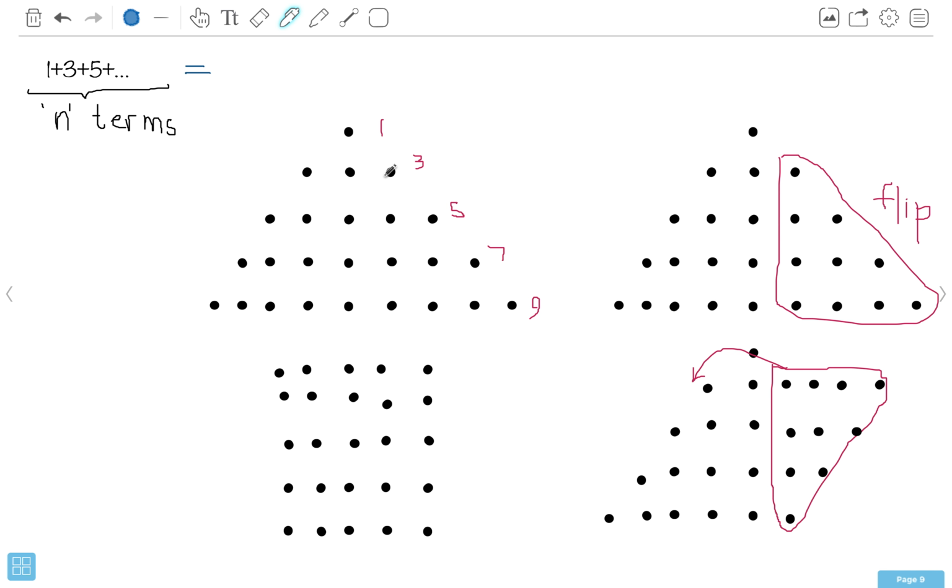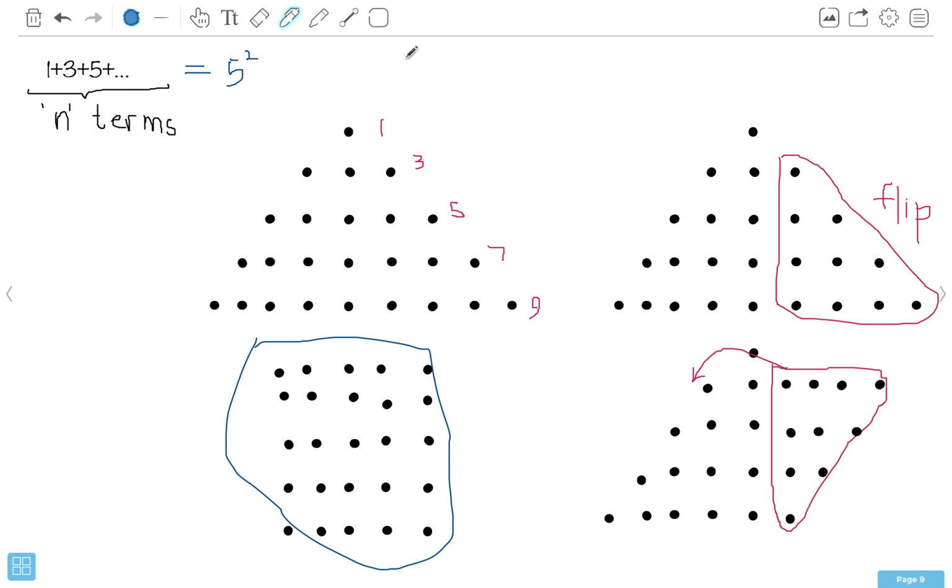Now it is straightforward to see that if we take the right half, flip it and bring it to the other side, then this becomes a square, and the number of terms in a square is very easy to calculate. This has 5 rows and 5 columns, so this is equal to 5 squared.